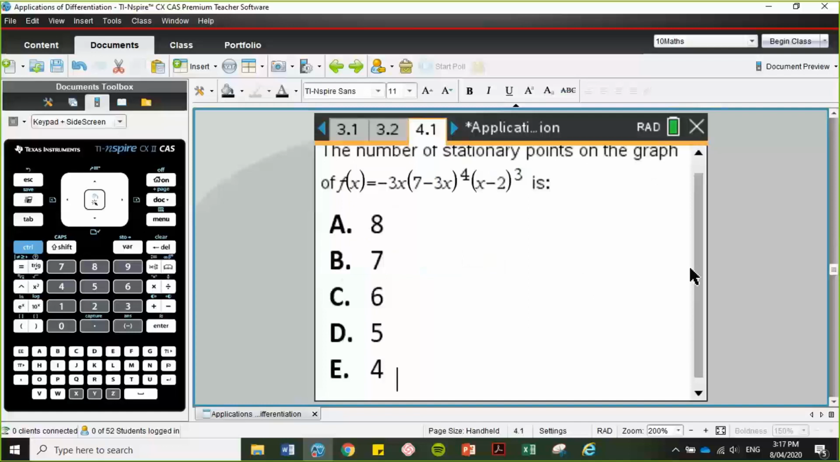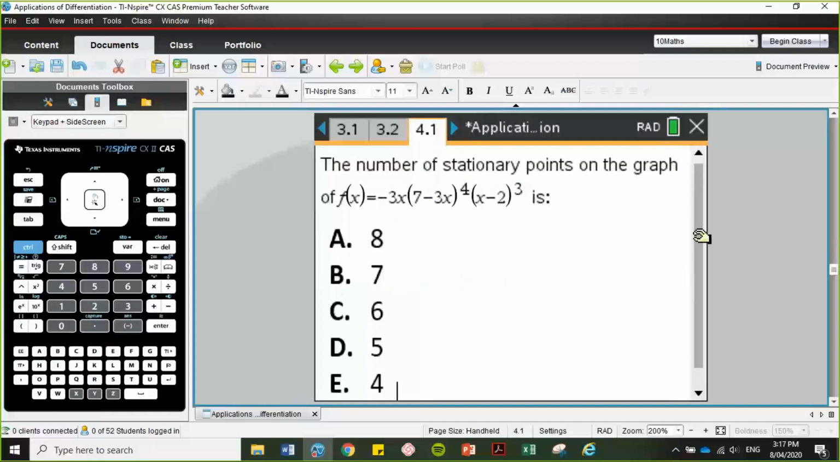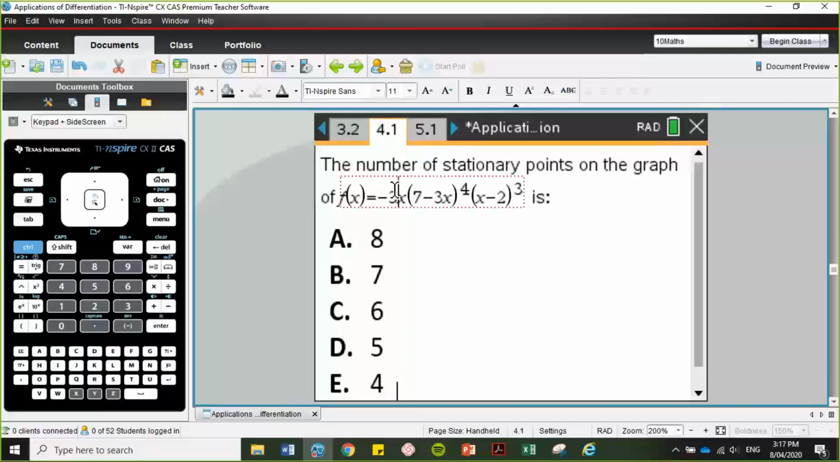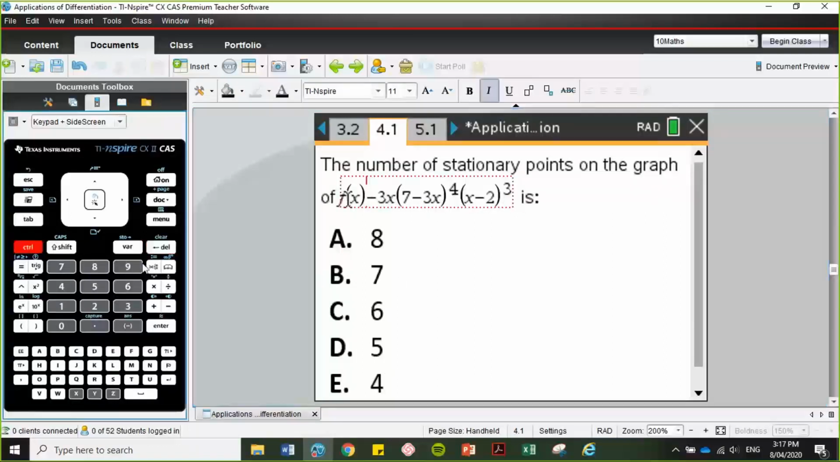Okay, let's have a look at stationary points. This is a pretty common kind of question where they're asking you either about the nature of the stationary points or the number of stationary points. What I might do is have a look at the graph. I know we don't need the graph in order to find the number of stationary points, but it's always useful to have a look at the graph. So it's going to define that function.